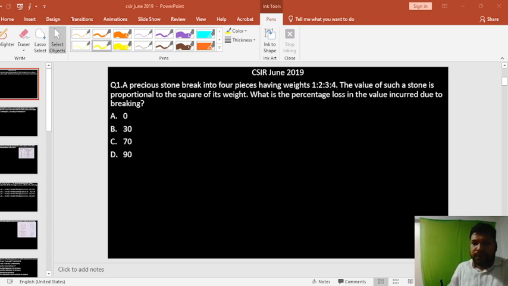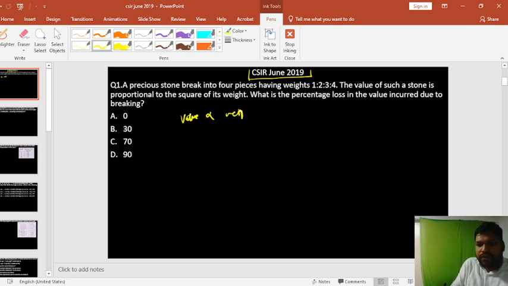Today I am going to discuss a CSIR June 2019 question. All of you see that carefully. It is given that a precious stone breaks into four pieces, having weights in the ratio 1 is to 2 is to 3 is to 4. The value of such a stone is proportional to the square of its weight. What is the percentage loss in the value incurred due to the breaking?